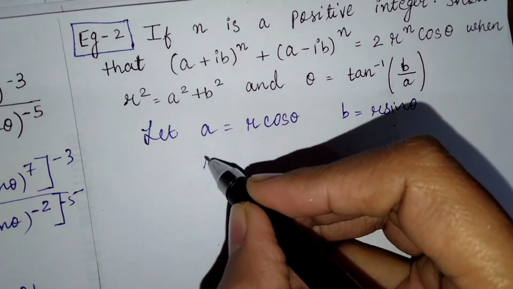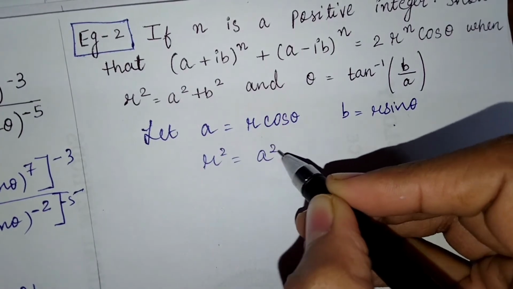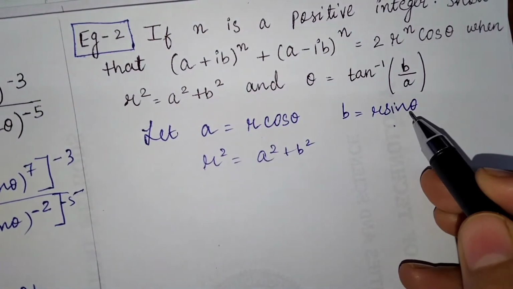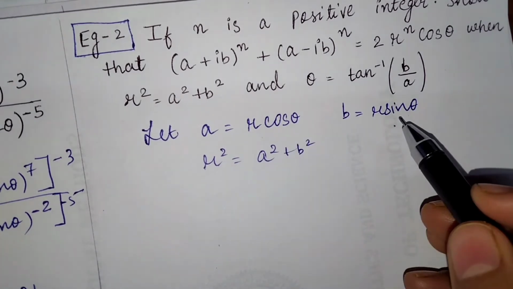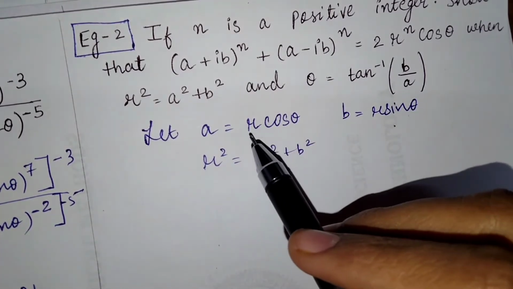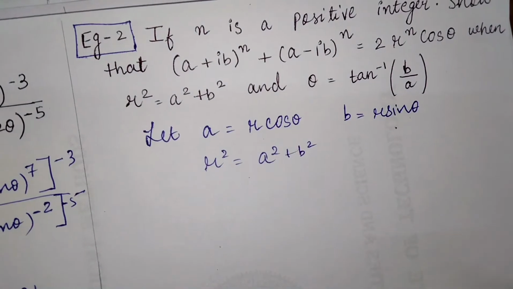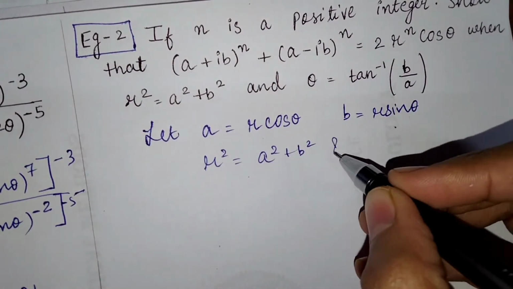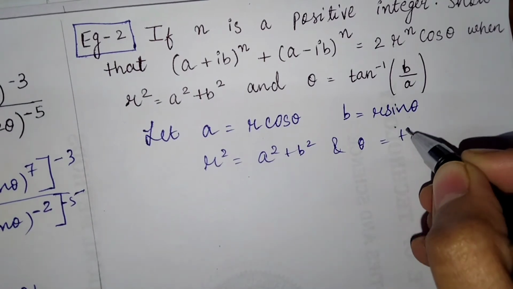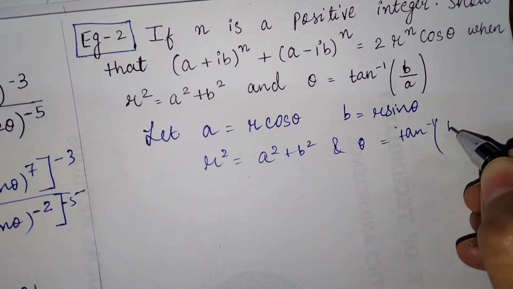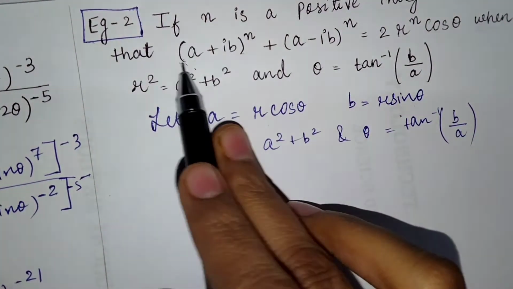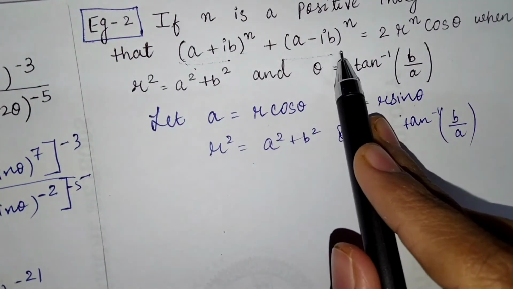So we get r square equal to a square plus b square, because r square cos square theta plus r square sin square theta, and cos square theta plus sin square theta will be 1. So we will get r square equal to a square plus b square. That is already given in the question. And theta we will get tan inverse b by a. Okay. Now we will take this first equation and then we will take the other equation.